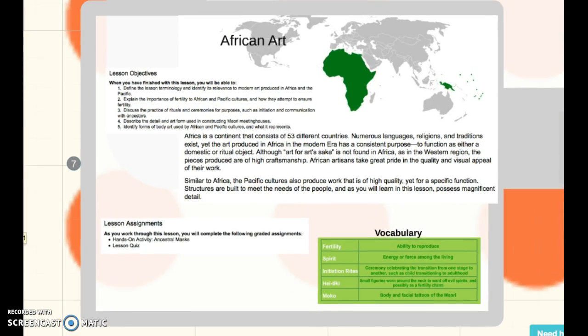So here's my first portion of my assignment, Africa art. I have created my lesson objectives, what the students are going to learn. Then I've talked a little bit about the region of Africa. I've created a lesson assignment, which is a hands-on activity and also a quiz. And then I've also added my vocabulary.